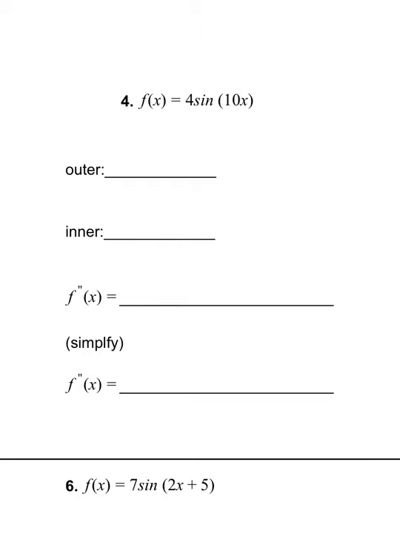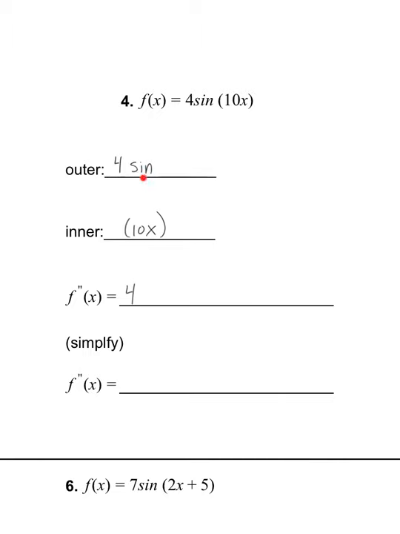Number 4. 4 sine of 10x. We're taking the sine of 10x. We are sining 10x. So that is my outer function. So bring the coefficient along, put it as part of your outer function so you don't forget about it. And the inner function is 10x. And now we go to work. The 4 comes along for the ride.